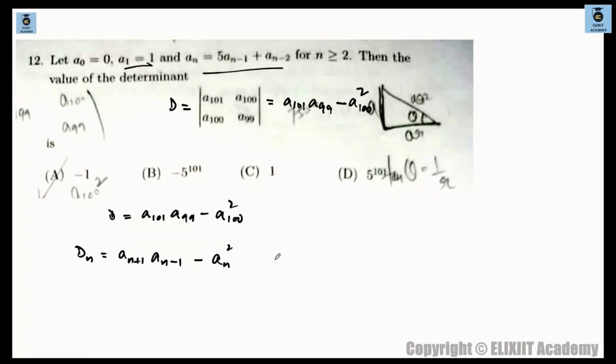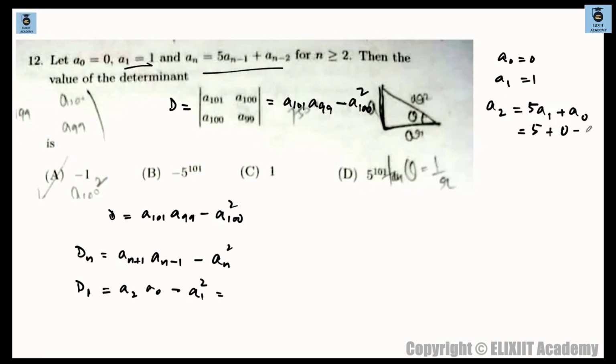So what will happen from here? From this relation itself, we can figure out what D1 is. D1 will be A2 times A0 minus A1 square. Okay, what are these values actually? We can figure them out from here. We can find out what A2 is from this relation. A0 is given to be 0 and A1 is given to be 1. So let's find out A2. A2 will be 5 times A1 plus A0. So this will become 5 times 1 plus 0, which will give you 5.